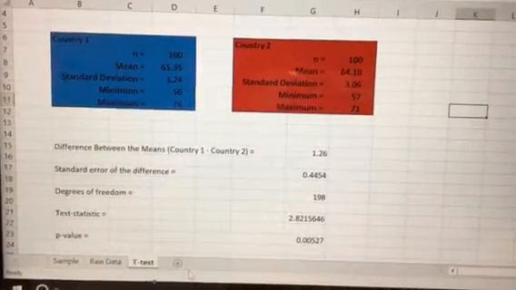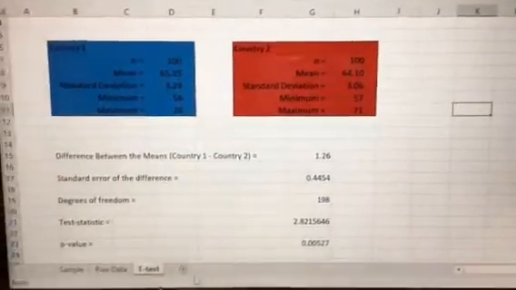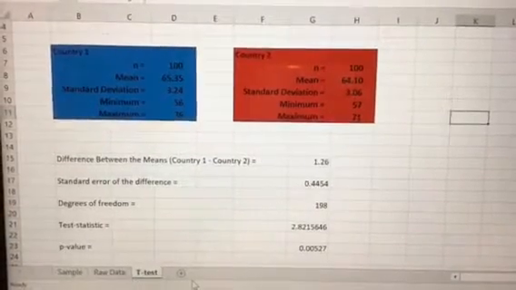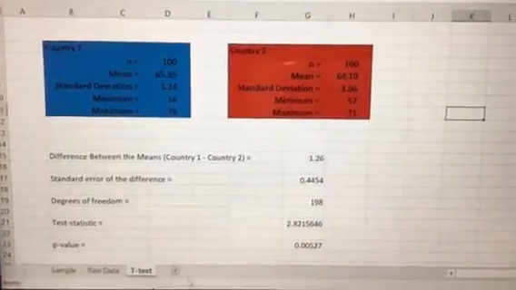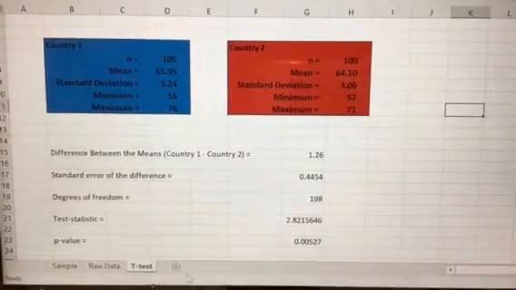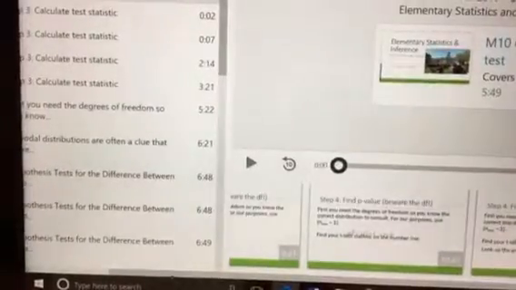So from these statistics, I can conclude that since it's a very small p-value, my null hypothesis is incorrect, so I'm going to reject it and say that there is a difference in height in the women of each country.